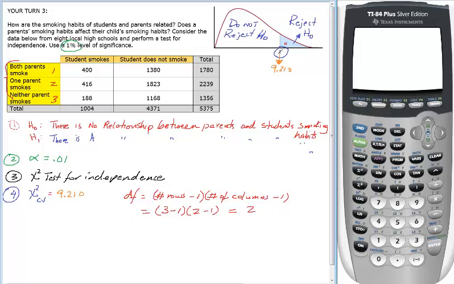So what does that mean for us? Our decision rule becomes: if the chi-square test value, which we'll compute in step 5, is greater than 9.210, then we are going to reject the null hypothesis and accept, of course, the alternate hypothesis.